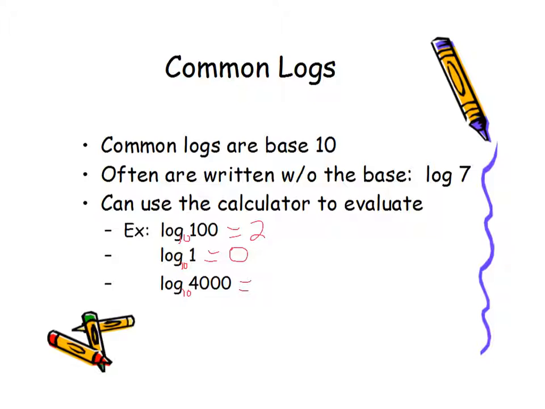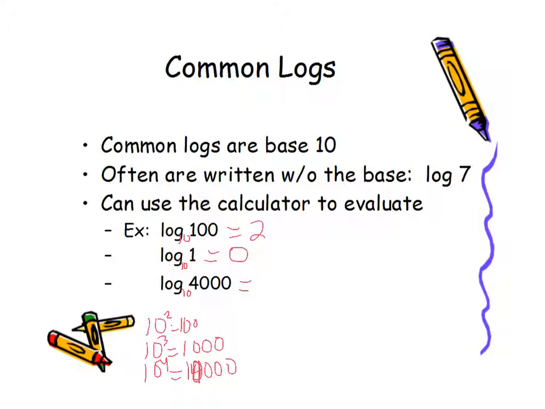10 to some power is 4,000. I don't think this is going to come out nice. I know that 10 squared is 100, and 10 to the third is 1,000, and 10 to the fourth is 4,000. I'm sorry, no it's not. It's 10,000. I know then that the log of 4,000 is going to fall somewhere between a 3 and a 4. Let's try it on our calculator. If you do log 4,000, you get 3.6.